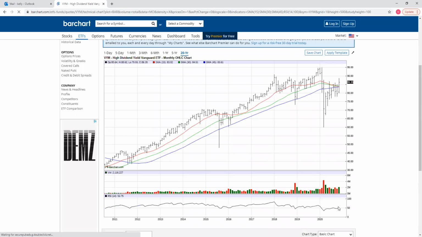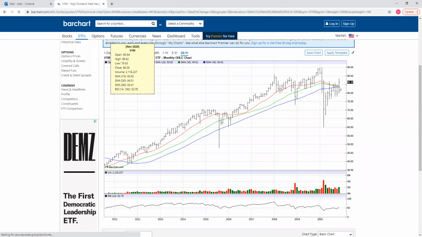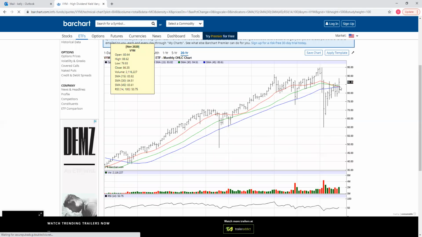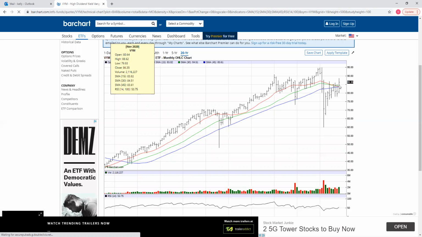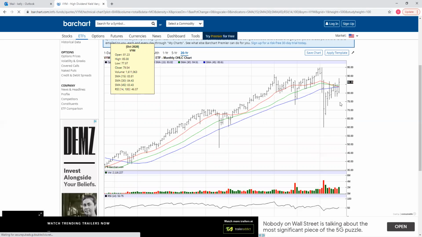RSI now is above 50 at 53. That's a good thing. Market's above all the moving averages, which converged at around 83 to 84. So as long as we can stay above this level, that would be nice. If you do break underneath 80 and then 75, something's occurred.